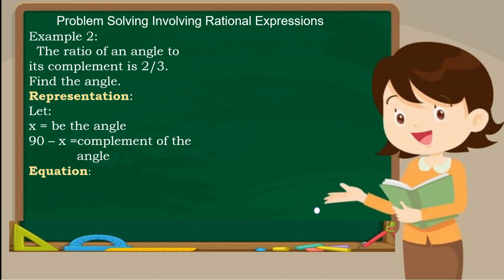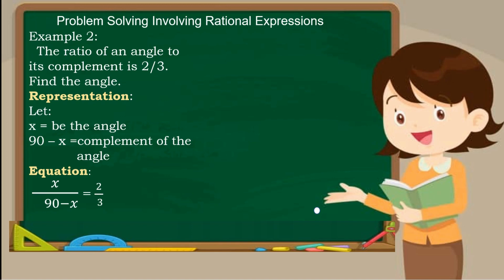So, paano natin isusulat ngayon yung equation? Okay, ratio means fraction, di ba? So, yung angle x, ang isulat natin sa numerator. Tapos yung complement niya, kasi sabi niya, ratio of an angle to its complement. So, this is the angle x to its complement, which will be our denominator, is 90 minus x. Is means equal. Okay, if you write the equation, yung is ay equal sign, x over 90 minus x is equal to 2/3.